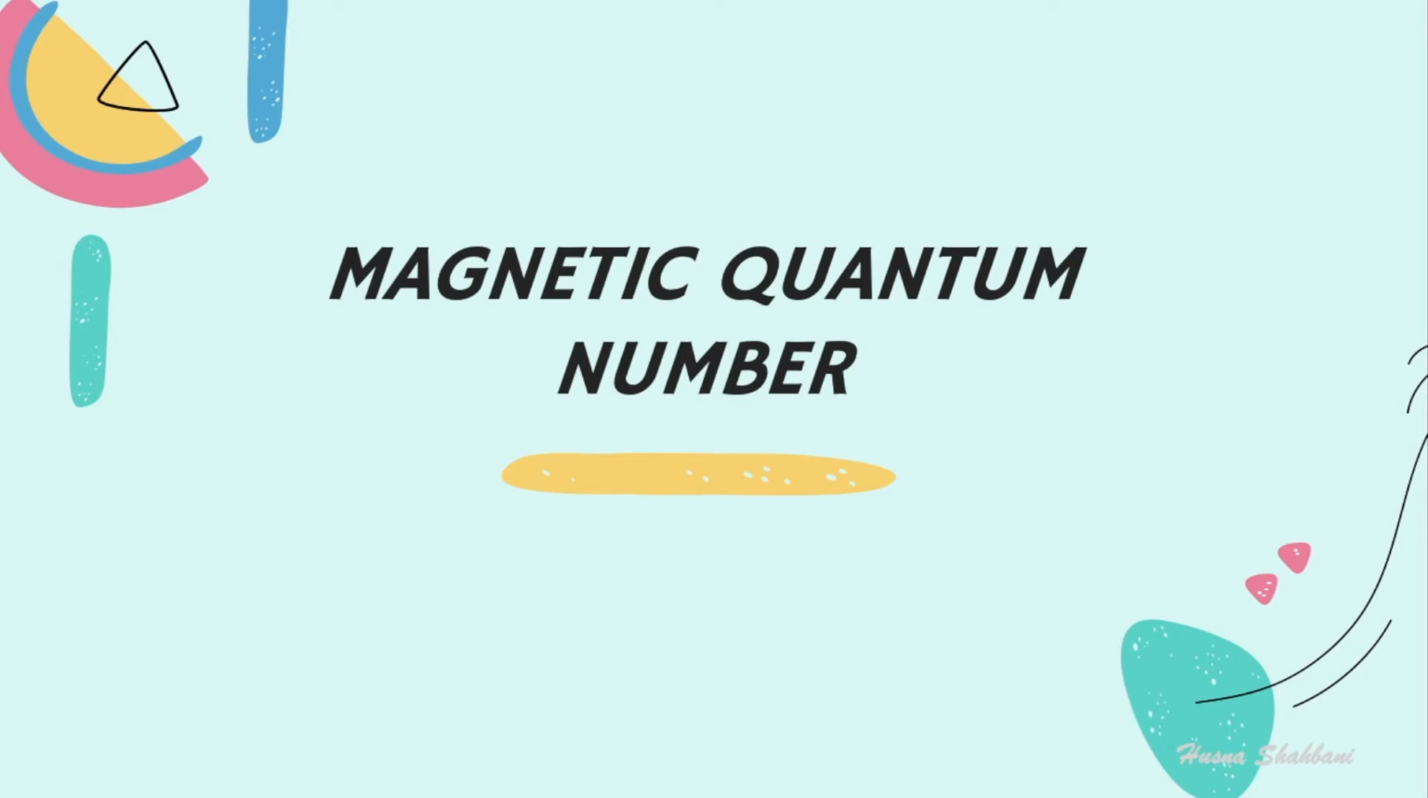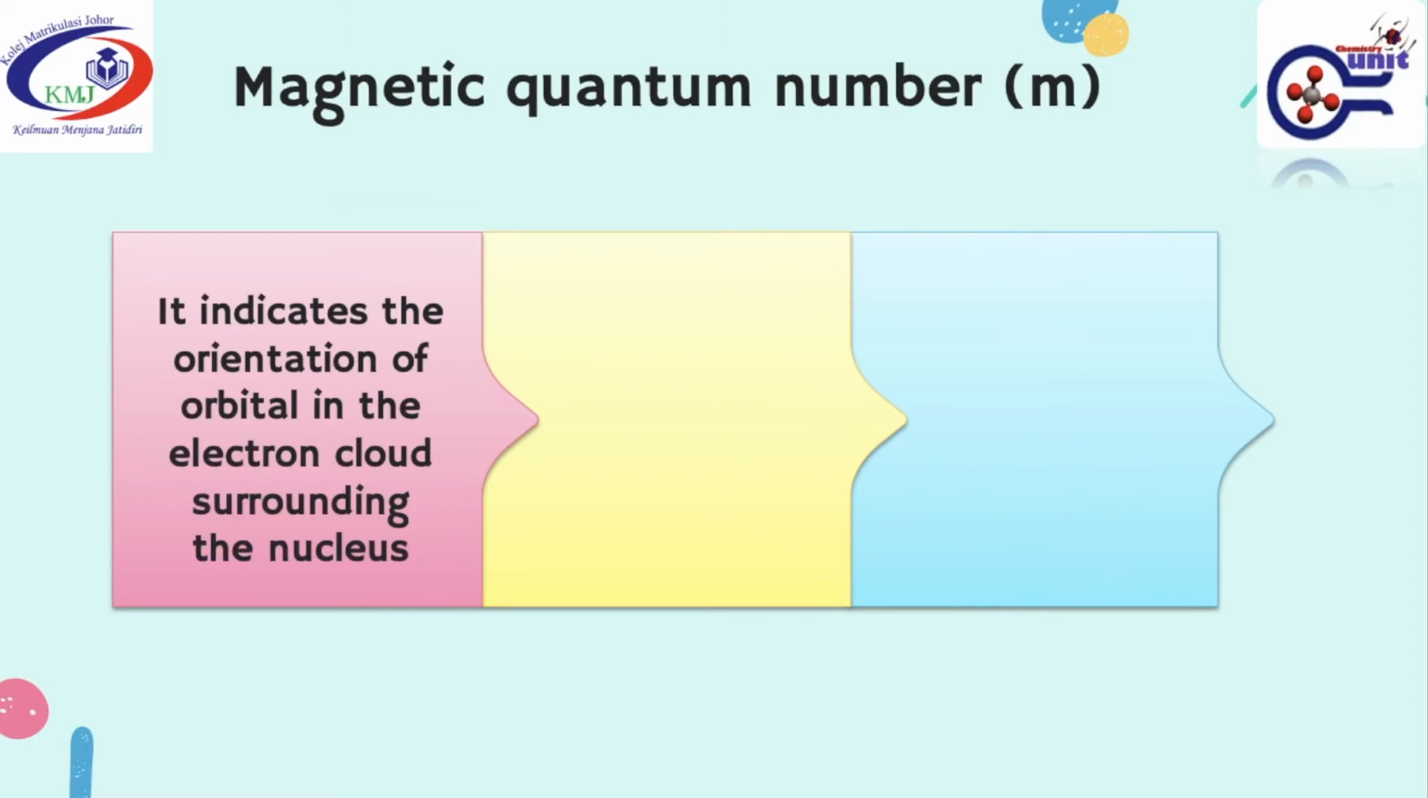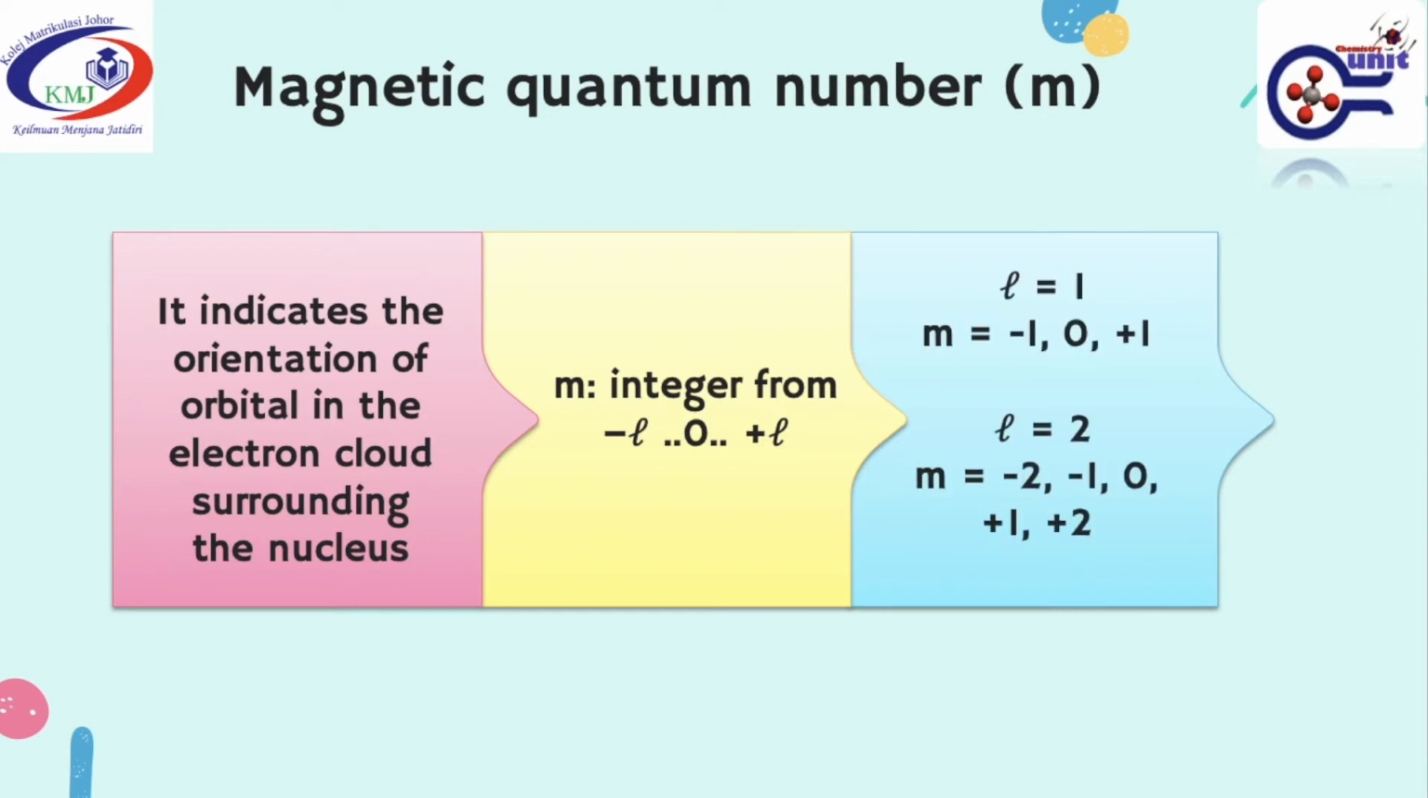Magnetic quantum number. It indicates the orientation of orbital in the electron cloud surrounding the nucleus. M must be an integer from negative L, 0 to positive L. For example, when L is equal to 1, M must be negative 1, 0, positive 1.